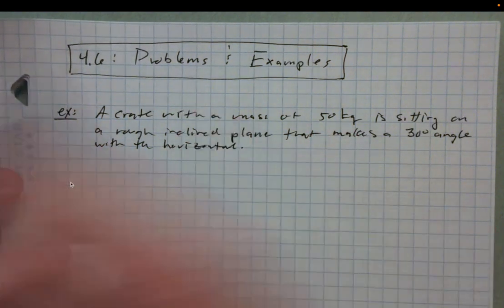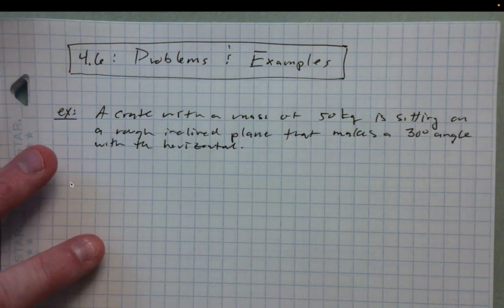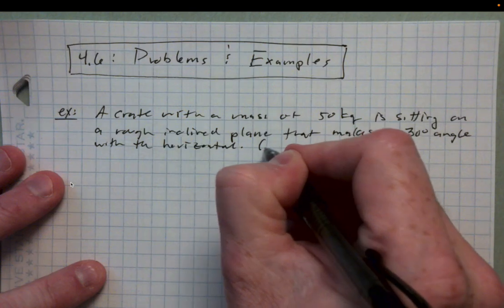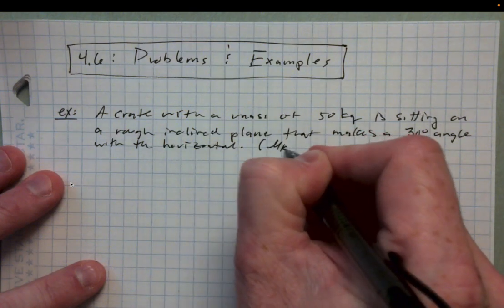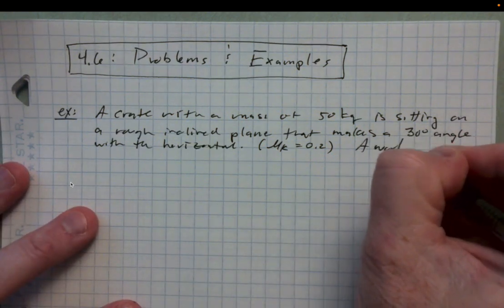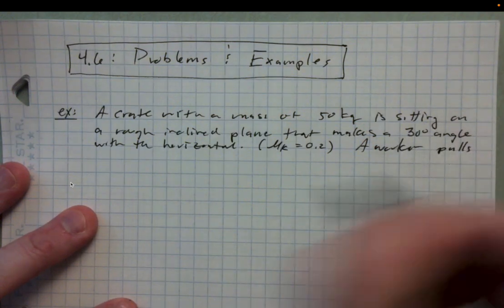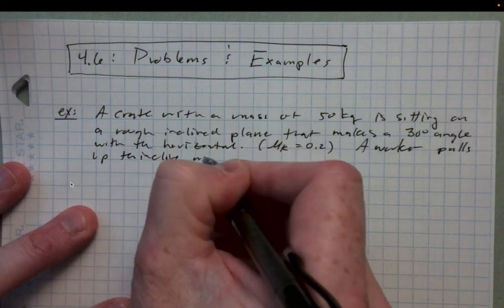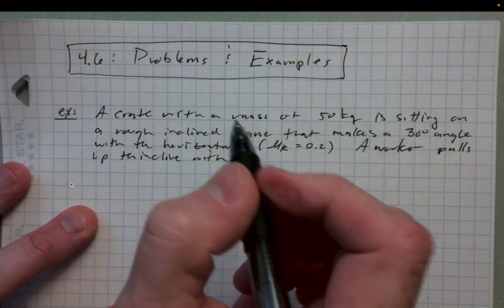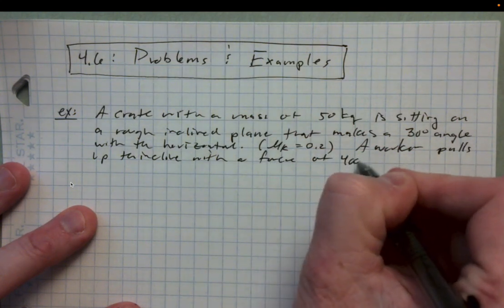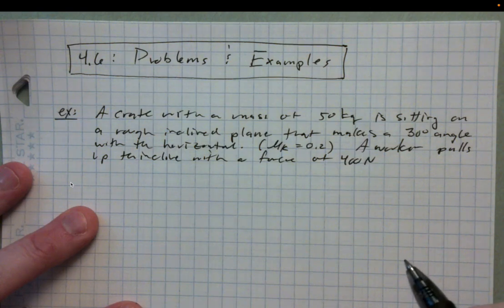Okay, now there's friction between the plane and the crate, and the kinetic friction coefficient for that is 0.2. So mu sub k is equal to 0.2, and that's between the crate and the inclined plane. Now a worker pulls the crate up the incline with a force of 400 newtons, 400 newtons parallel to the plane.